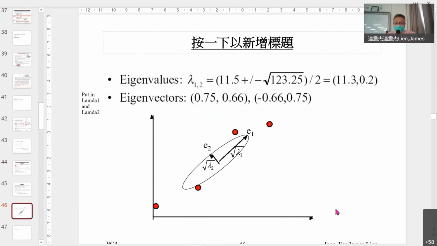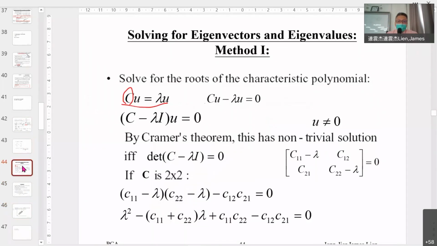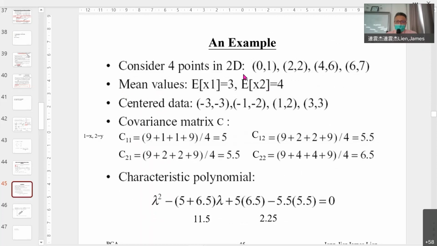So in xy dimension, based on the distribution of 4 points, how can we find eigenvector and eigenvalue? The traditional method will use this one. But it's only for two dimension or 3 dimension. But in our images it's high dimension, you cannot use this one. You directly use the SVD. But here, we take only 2 dimension as one example.